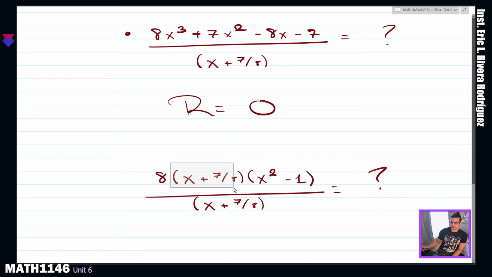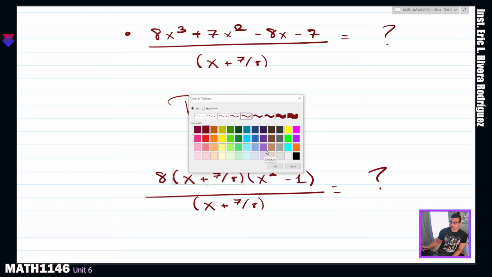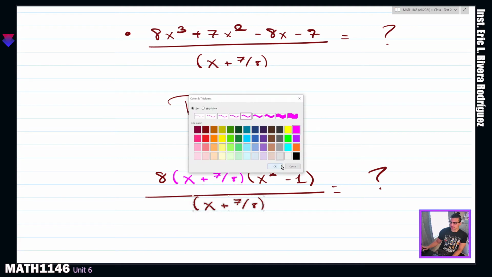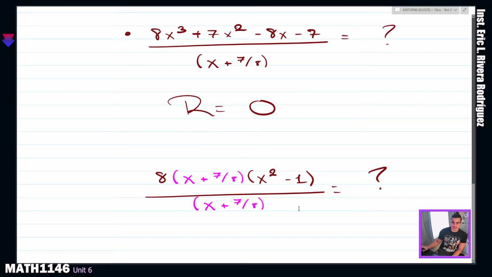Doesn't the x, actually no, never mind. I just noticed that it was the same. I think you are right. I was gonna say that those two cancel out. The ones that are in pink. We have a common factor between the numerator and the denominator, so we cancel them out, and then we are able to get the quotient.